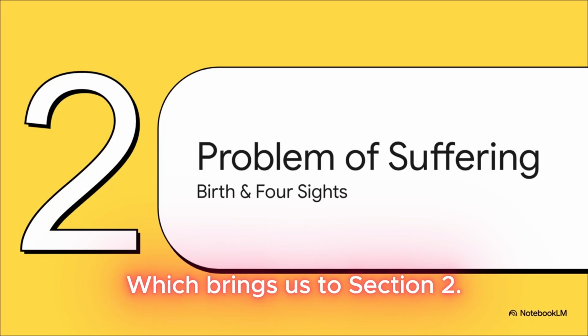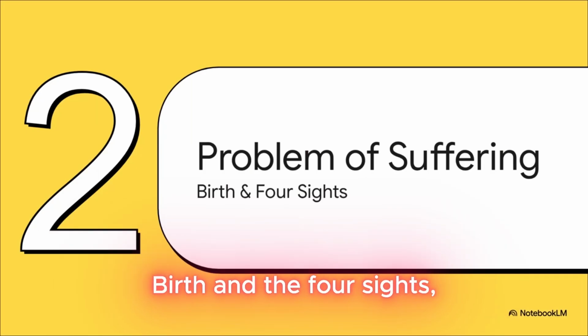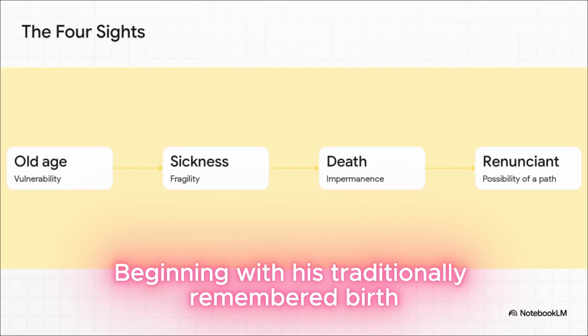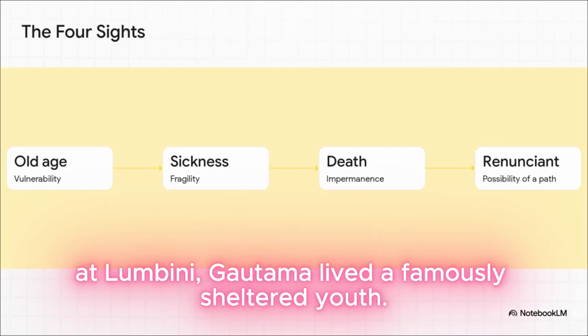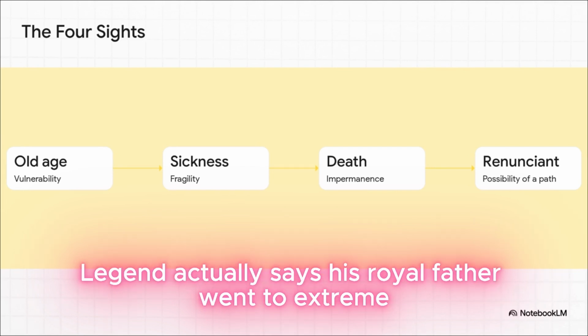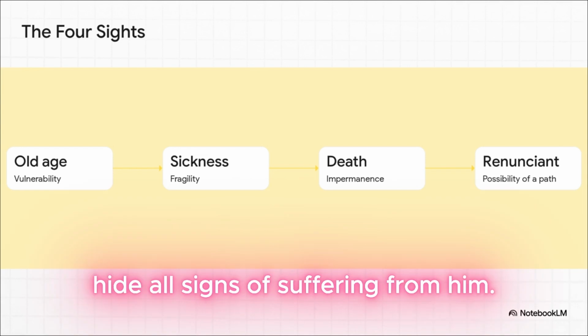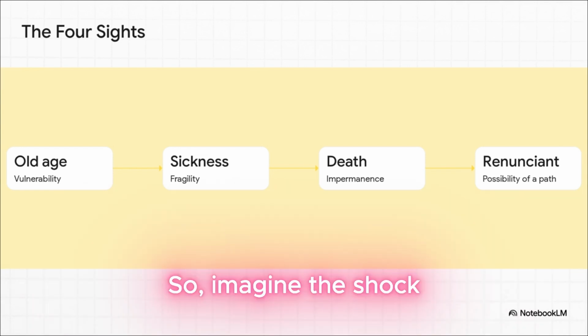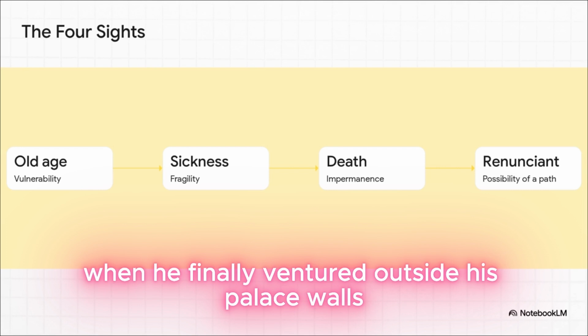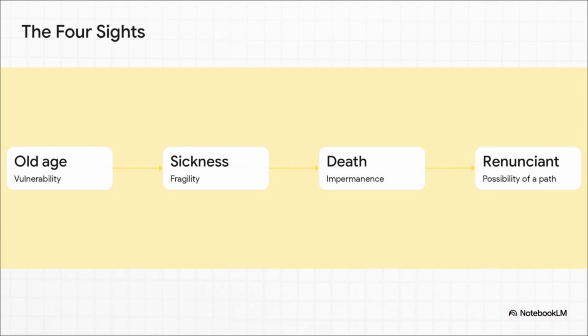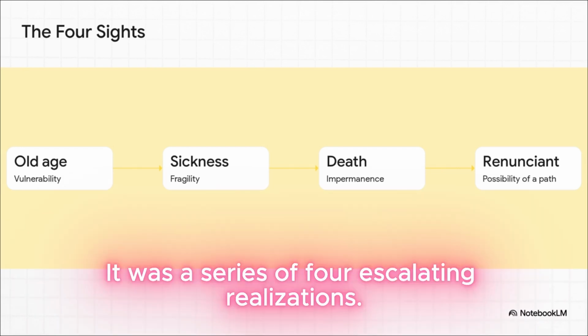Which brings us to Section 2, Birth and the Four Sites, the problem of suffering. Beginning with his traditionally remembered birth at Lumbini, Gautama lived a famously sheltered youth. Legend actually says his royal father went to extreme lengths to actively hide all signs of suffering from him. So imagine the shock when he finally ventured outside his palace walls and experienced the four sights. It was a series of 4 escalating realizations.